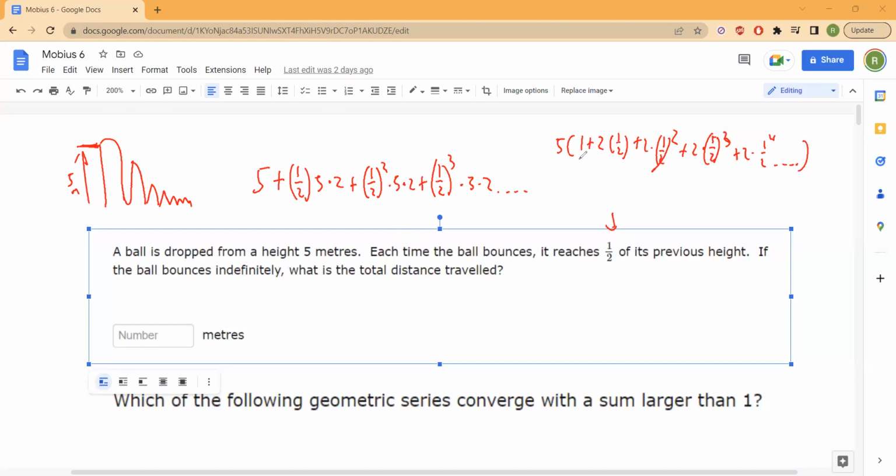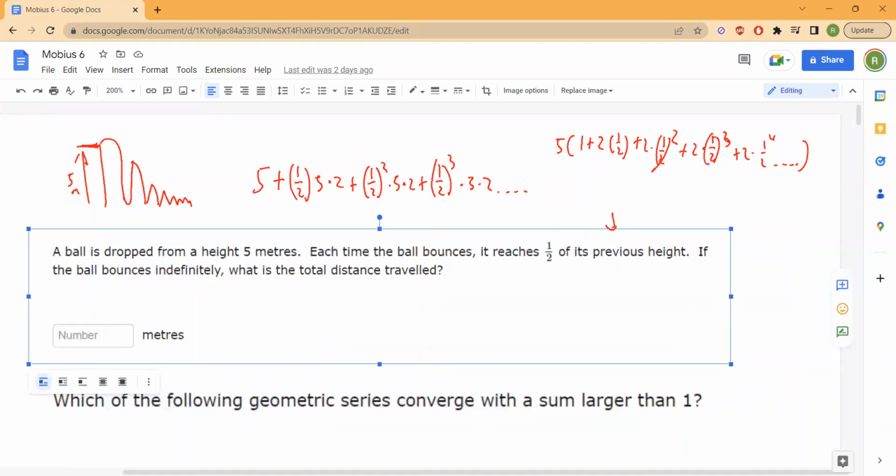Okay, so then what happens after that is we can factor out the 2 from here, so it's going to be 5 times 1 plus 2 times 1/2 plus 1/2 squared plus 1/2 cubed plus 1/2 to the 4th, and so on and so forth. And finally, we can start to see our sequence. It's just a geometric sequence where each time the ratio is 1/2.